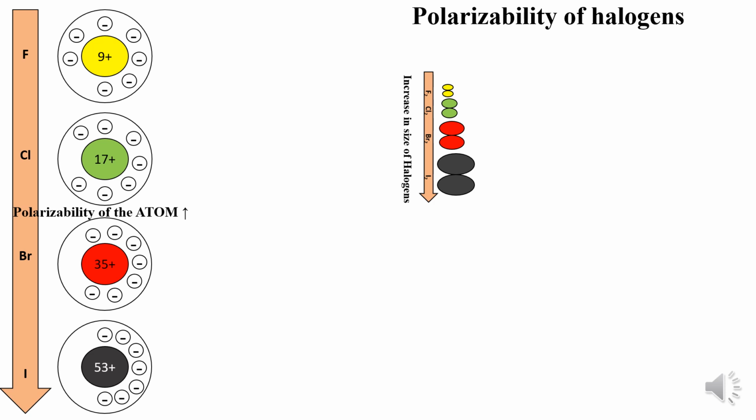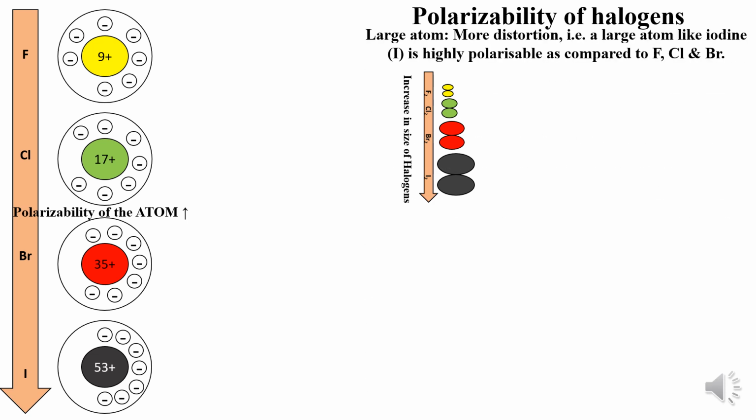So as I already mentioned in the definition of polarizability, polarizability is a measure of how easily an electron cloud of an atom or a molecule can be distorted. This happens easily in case of iodine, but it happens with difficulty in case of fluorine atom. So in case of a large atom, there is more distortion of electrons. For example, the iodine atom is highly polarizable as compared to fluorine, chlorine and bromine.